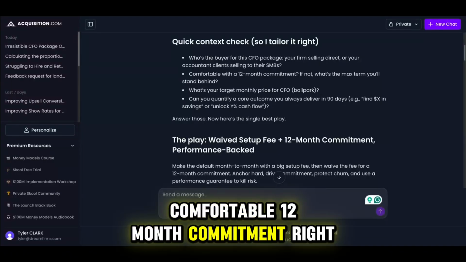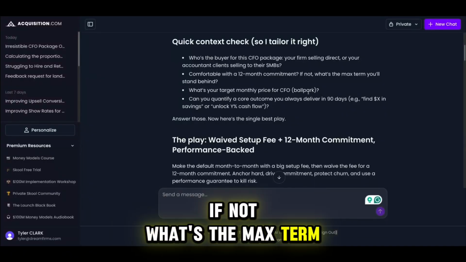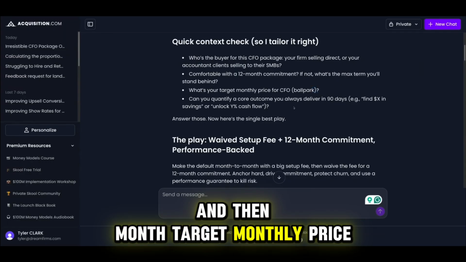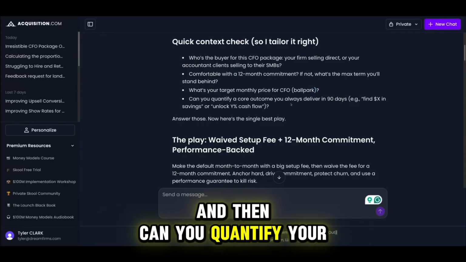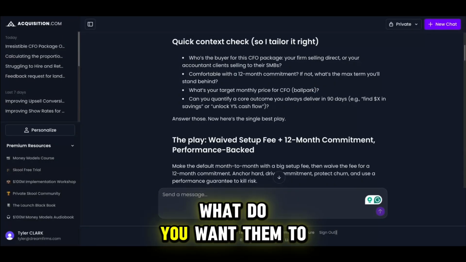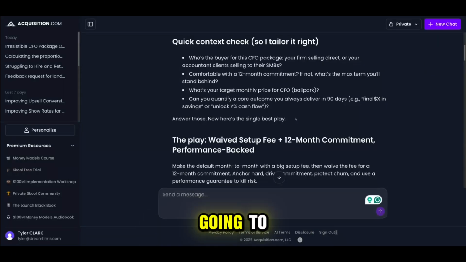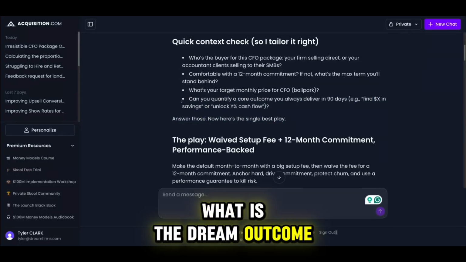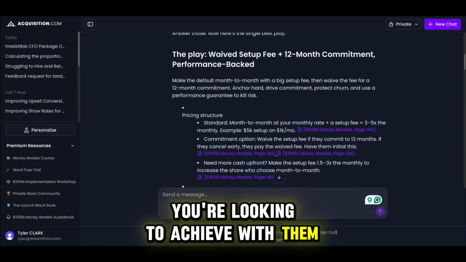Comfortable with a 12-month commitment, right? If not, what's the max term? And then target monthly price. And then can you quantify your core outcome? In other words, what do you want to make? What do you want them to do, right?